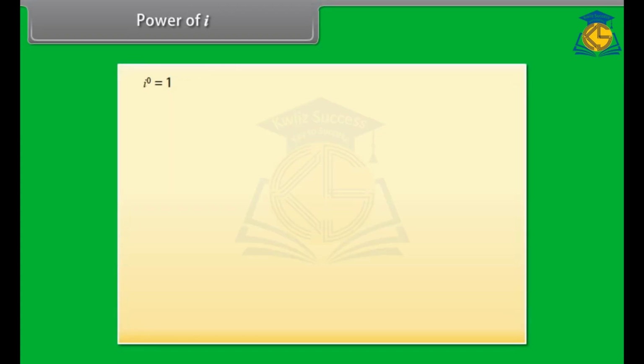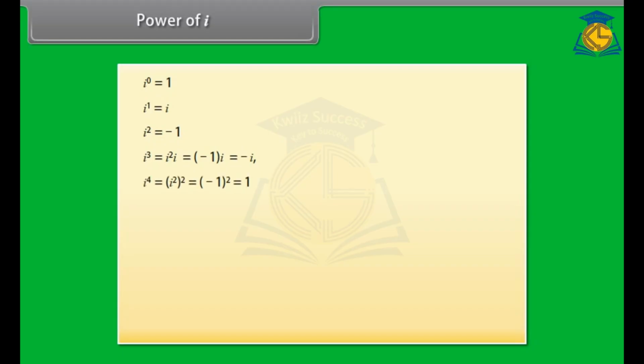Power of iota. Let's now learn about the powers of iota. Iota raised to power 0 is equal to 1. Iota raised to power 1 is equal to iota. Iota raised to power 2 is equal to minus 1. Iota raised to the power 3 can also be written as iota square into iota. We know iota square is minus 1. We get minus iota.